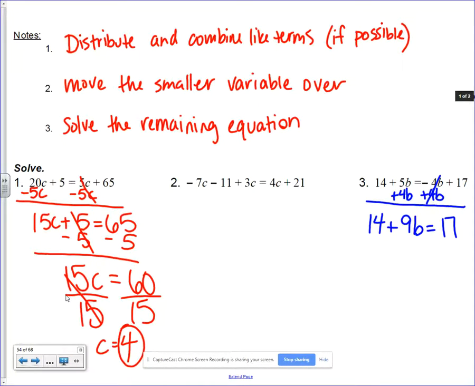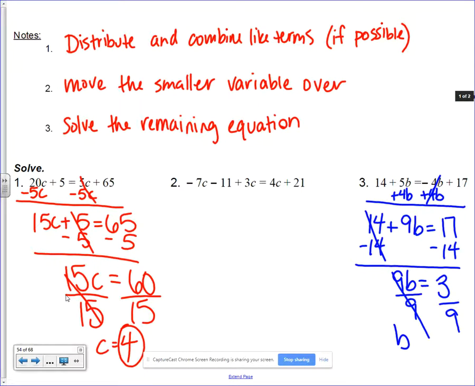What do I have to get rid of next? By doing what? So 9b is equal to 3. Yep, 3. Now what do you have to do? Now 3 divided by 9 is not 3. What is 3 divided by 9? 0.3 repeating, I believe, yes?